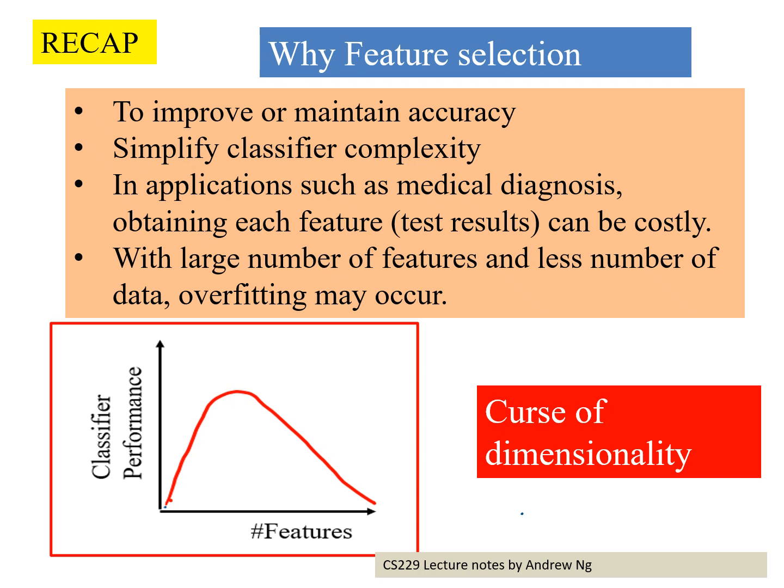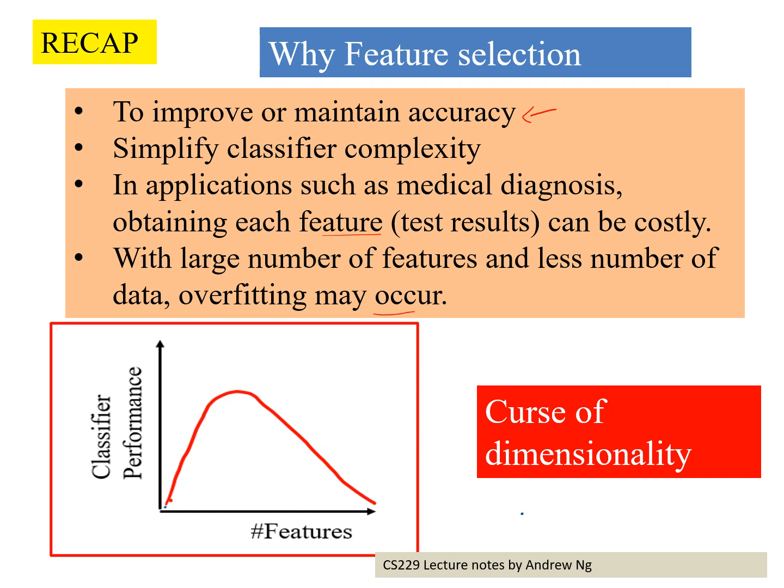As a recap, we have seen that feature selection is necessary most of the times. And why do we do it? To improve or maintain accuracy, to simplify classifier complexity, or in cases where the collection of data for each feature may be costly, and where overfitting may occur, and also to overcome the curse of dimensionality.